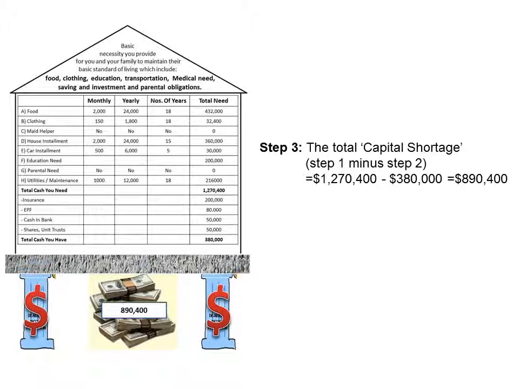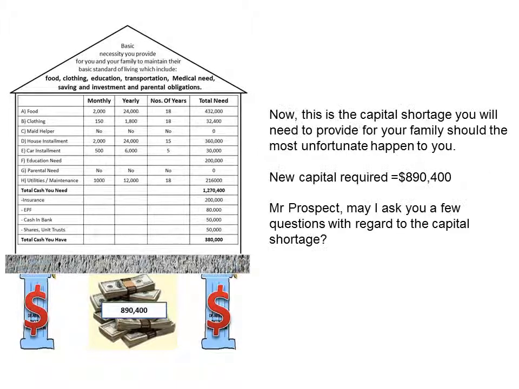Step 3. The total capital shortage, Step 1 minus Step 2. $1,270,400 minus $380,000 gives you $890,400. Now this is the capital shortage you will need to provide for your family should the most unfortunate happen to you. New capital required, $890,400. Mr. Prospect, may I ask you a few questions with regard to the capital shortage?